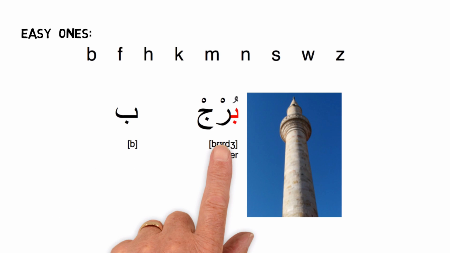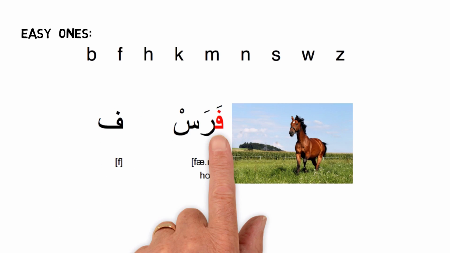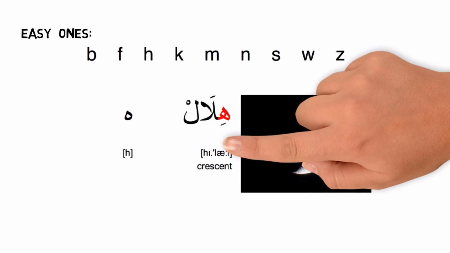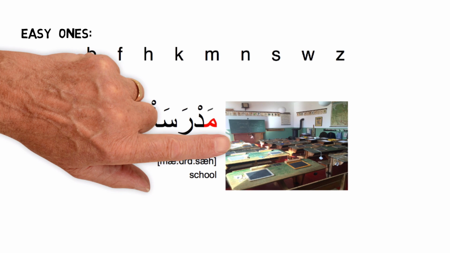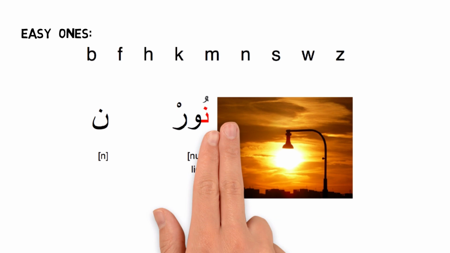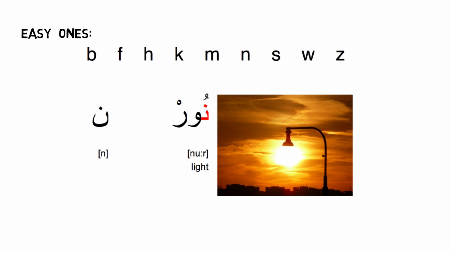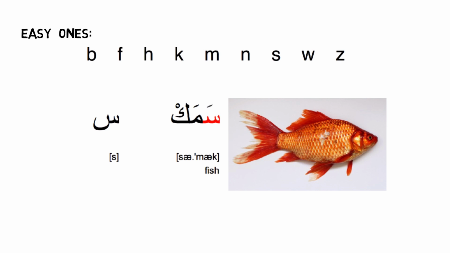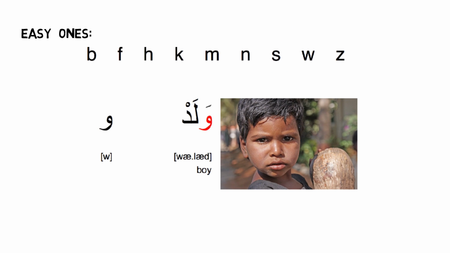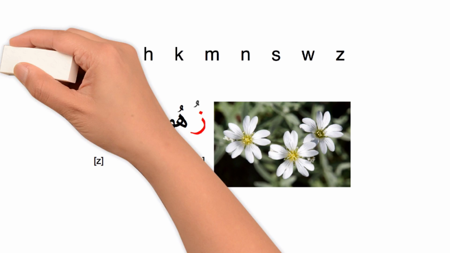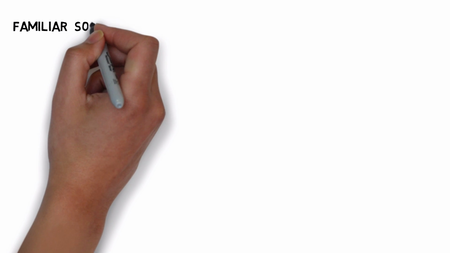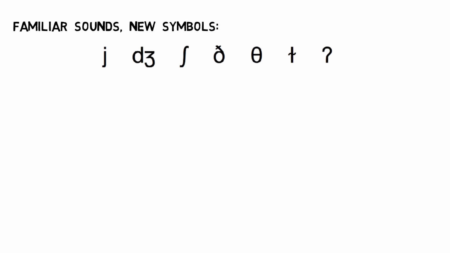So there's B as in Burj, F as in Faras, H as in Hilal, K as in Kalb, M as in Madrasah, N as in Noor, S as in Samak, W as in Walad, and Z as in Zuhur. Now, there are 7 consonants that will sound familiar, although they have new IPA symbols.